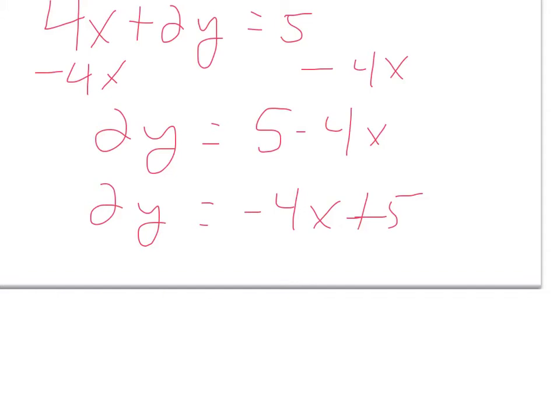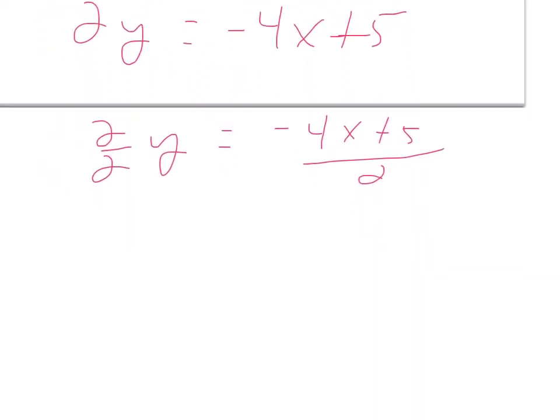And then the next thing you want to do is divide both sides by 2 because that's the number in front of the y. And so now you have y equals negative 4x plus 5 all over 2.